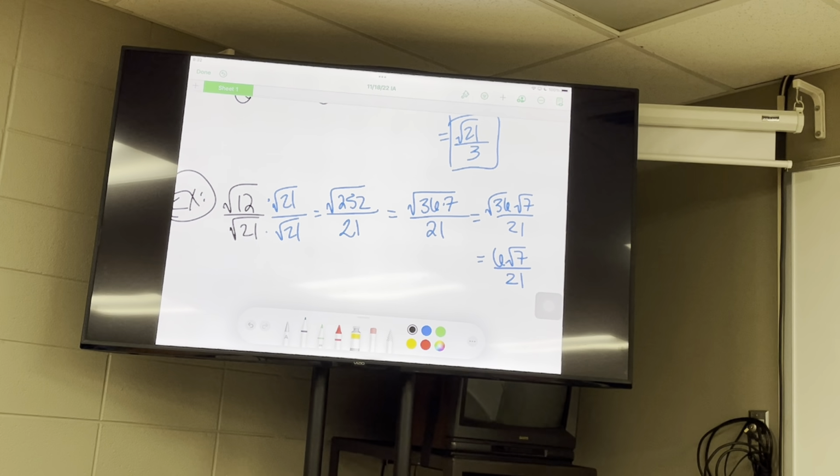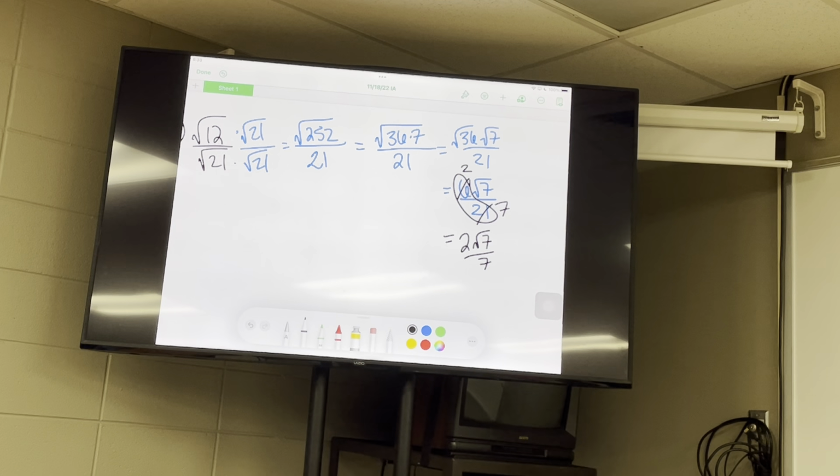Now what can I simplify? The 6 and the 21. What goes into both 6 and 21? 3. So we have 2 and 7. This is again one of those ones where I want you to be careful, because what does your brain want to do? It wants to cancel the 7s, right? But one is underneath the radical, one is not. So they cannot cancel. Alright?